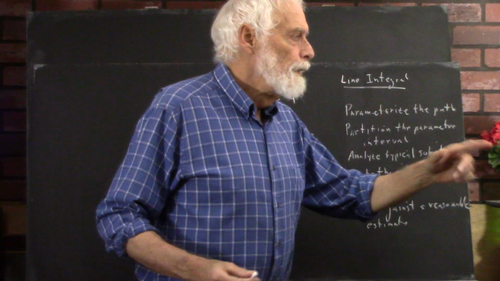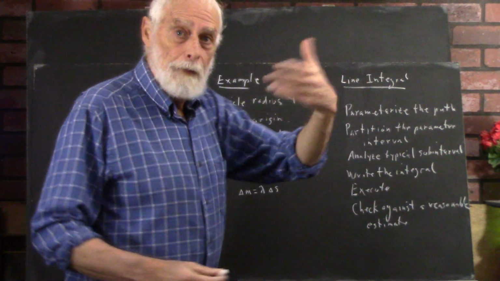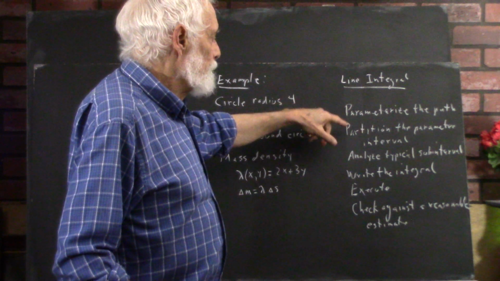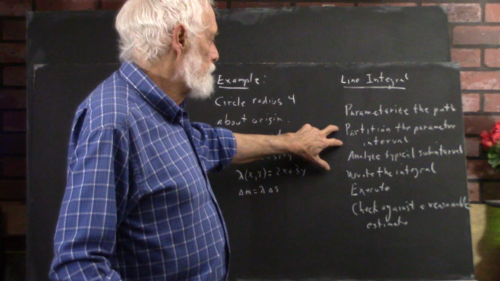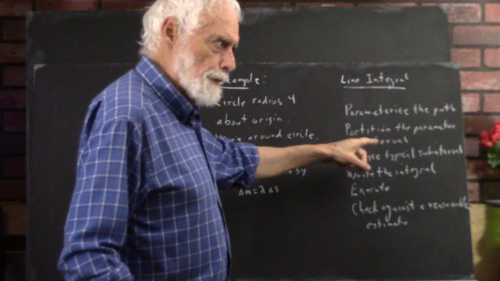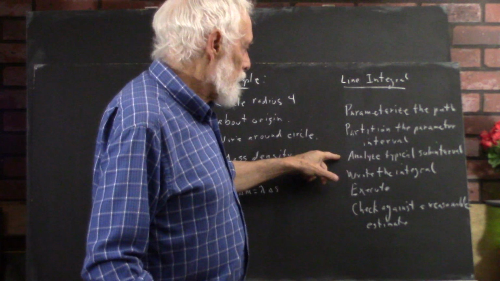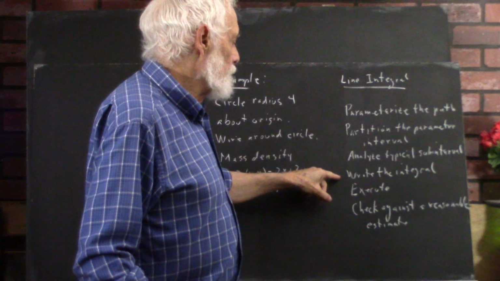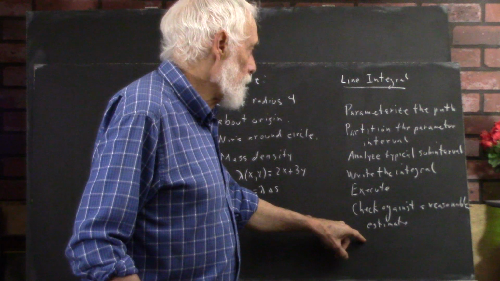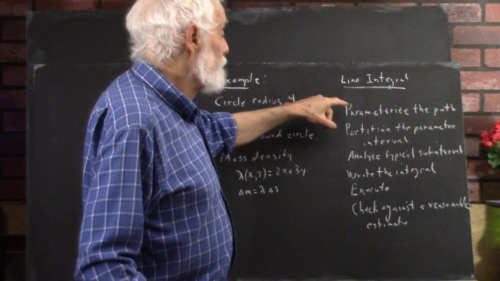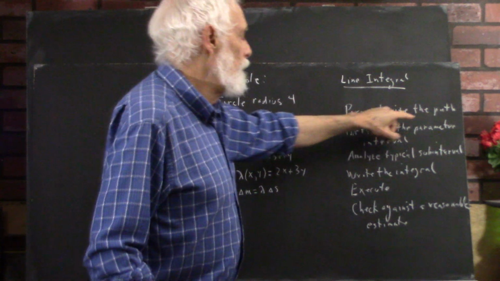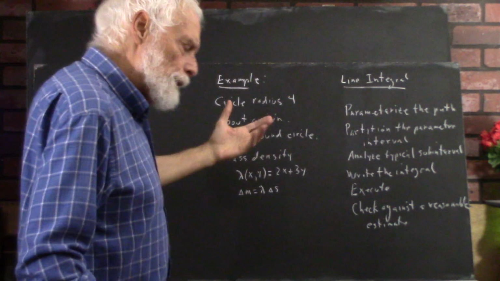I've got another piece. Okay, again, for the benefit of the video, when you do an integral, you partition the parameter interval, or whatever interval. In the case of a line integral, it would be a parameter interval, and we'll see what that means. You analyze a typical subinterval, write the integral, execute, and then I recommend you check against a reasonable estimate. For a line integral, you have a path, and you have to parameterize the path and partition the parameter interval. And what does that mean?